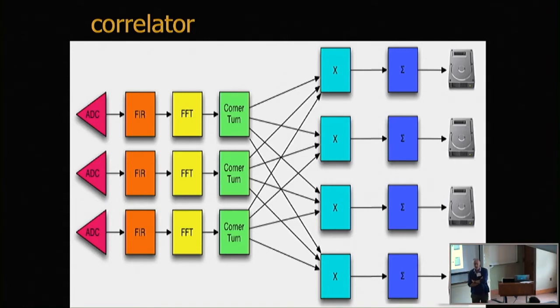And if you're a new person to CASPER, don't worry about correlators. There is a tutorial about correlators. You can build a 4-input correlator if you want.